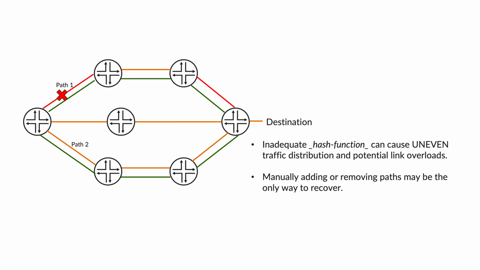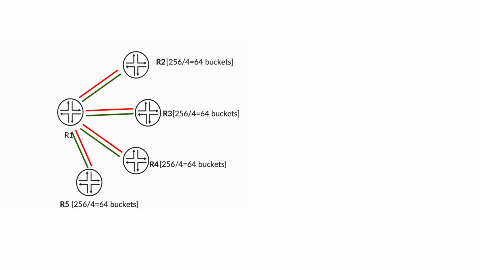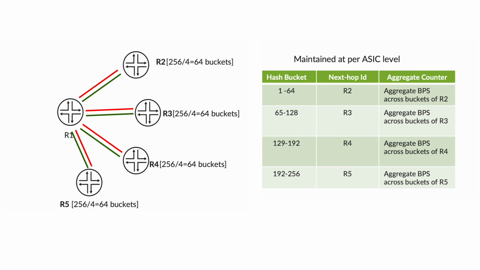of an ECMP path. There's a router R1 which is using a hash function to distribute traffic across multiple next hops R2, R3, R4, R5. The hash function assigns each packet to a specific hash bucket, which then determines the next hop for that particular packet. In the ideal case, which is equal flows and equal traffic rate, the hash function distributes traffic evenly across all the next hops. This results in optimal load balancing.